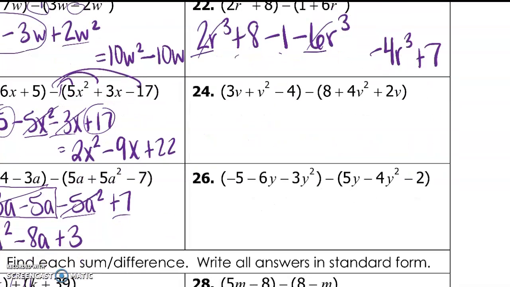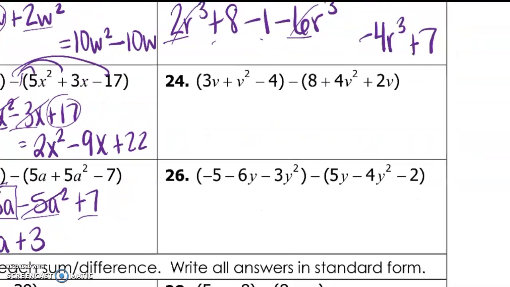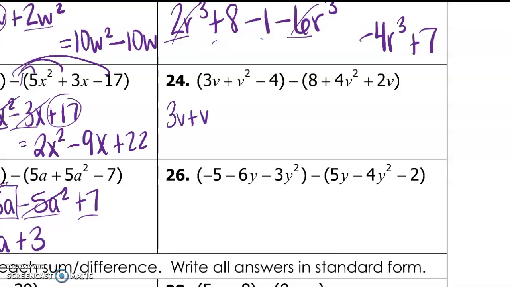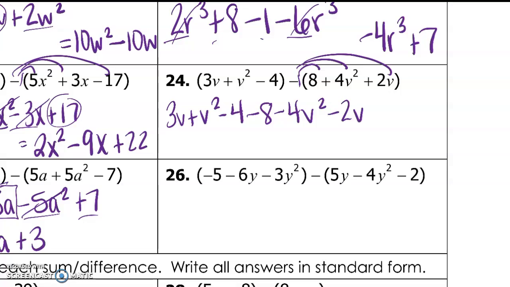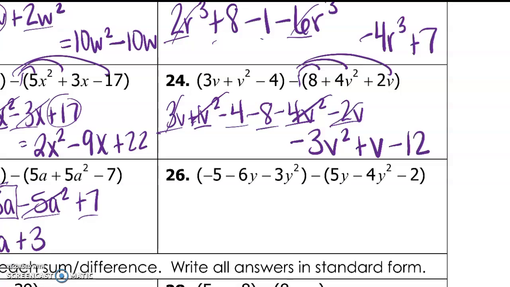And 24 and 26. 3v plus v squared minus 4. Then again, we're going to distribute minus 8 minus 4v squared minus 2v. So in standard form, we need to start with v squared. So 1 minus 4 would give me negative 3v squared. 3v minus 2v would give me plus 1v. Again, you don't need the 1. And then negative 4 minus 8 would give us minus 12.